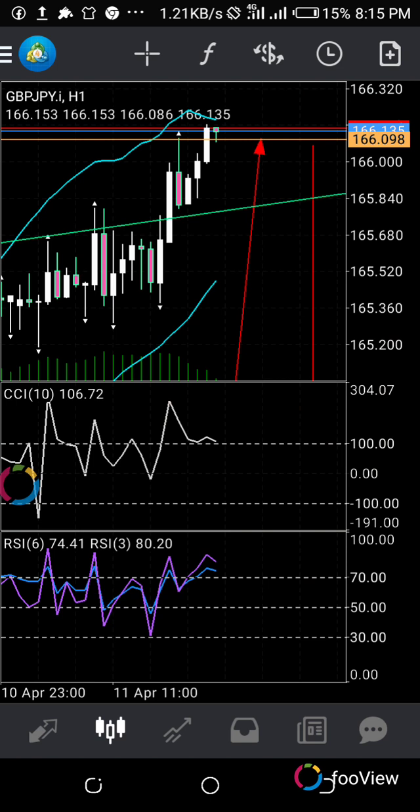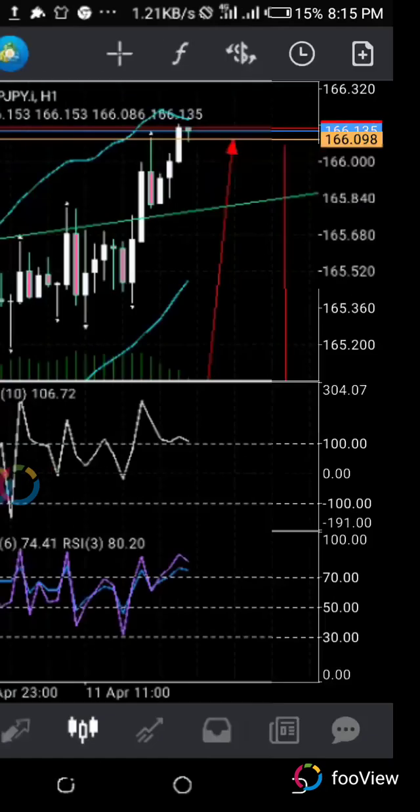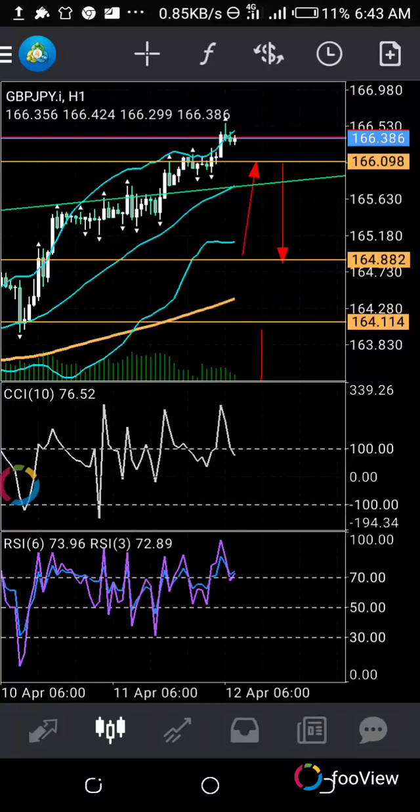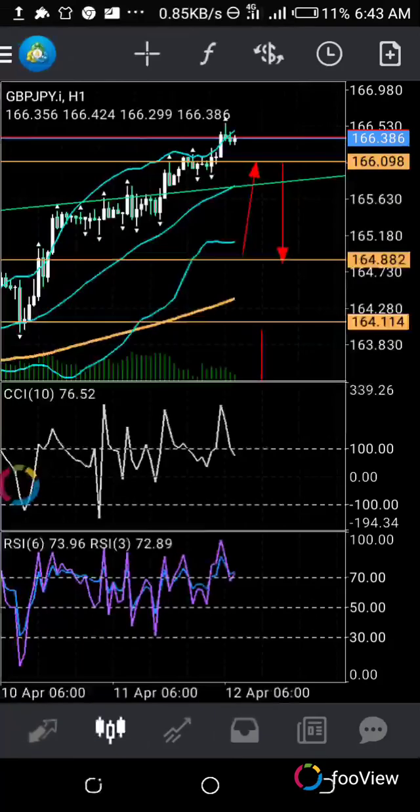Except you have a break and close below the support or resistance again. That is when you look for the other way around to enter. But don't forget this pattern, very very important before you take your entry. Now let's move on. Now there we actually have a break. As you can see here, we have a break.